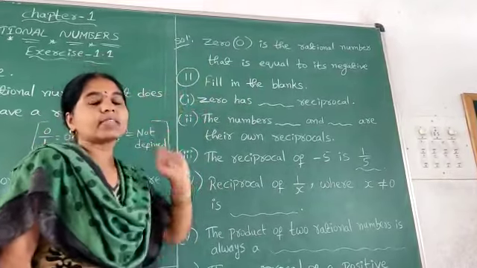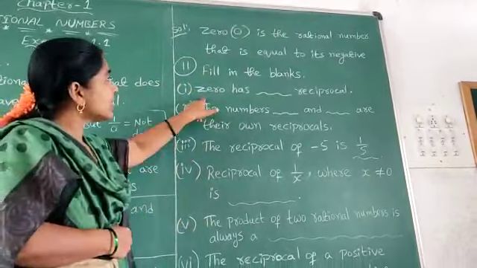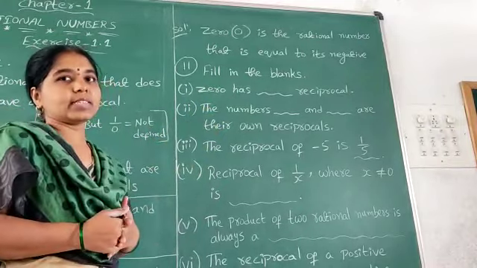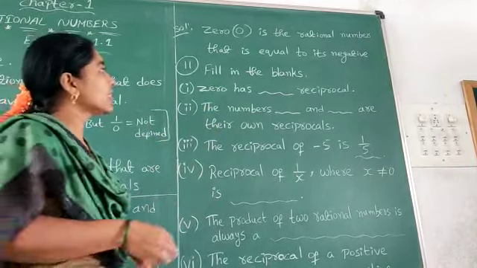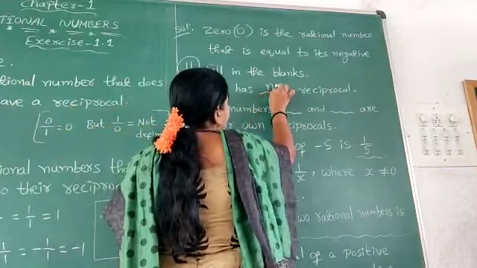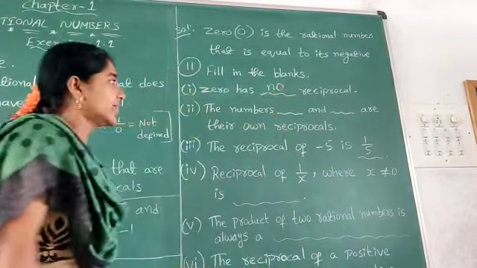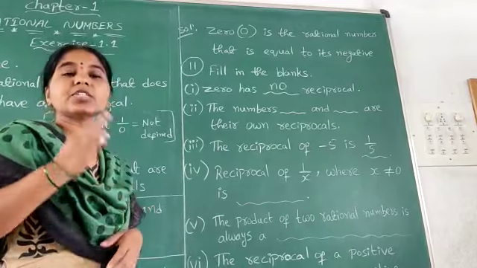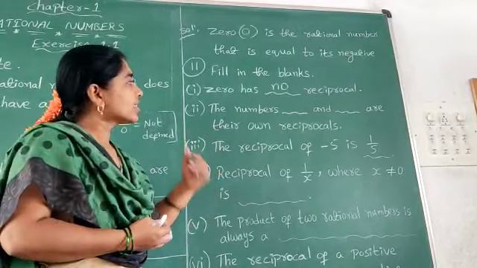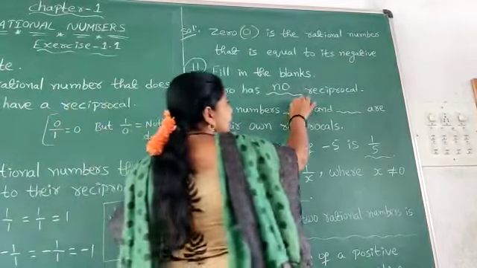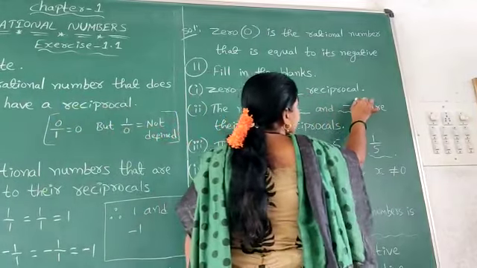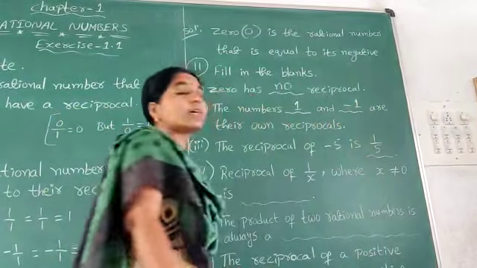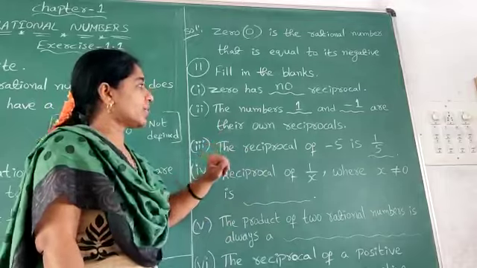Last main question, fill in the blanks. 0 has dash reciprocals. 0 has how many reciprocals? It has no reciprocals, as you just studied. The numbers dash and dash are their own reciprocals. Which numbers are their own reciprocals? That is 1 and minus 1. 1 and minus 1 are their own reciprocals.